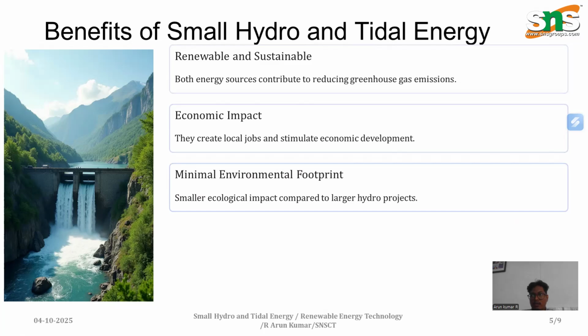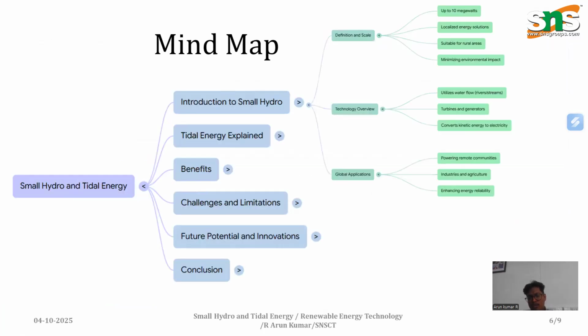Okay, so when we go to renewable and sustainable, both energy sources can contribute to reducing greenhouse emissions. When it comes to economic impact, they create local jobs and stimulate economic development. And also minimal ecological impact compared to large hydro projects. So this is the summary of our topic.